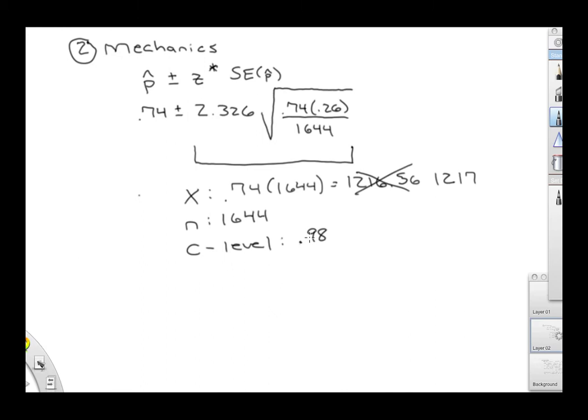Actually, I take that back. Either one will work. You can put 0.98 or 98. Either one will get you the correct confidence interval. Go ahead and hit calculate. And this is what you should get.